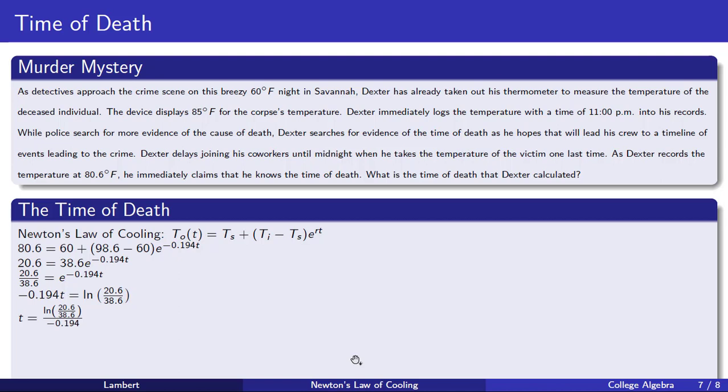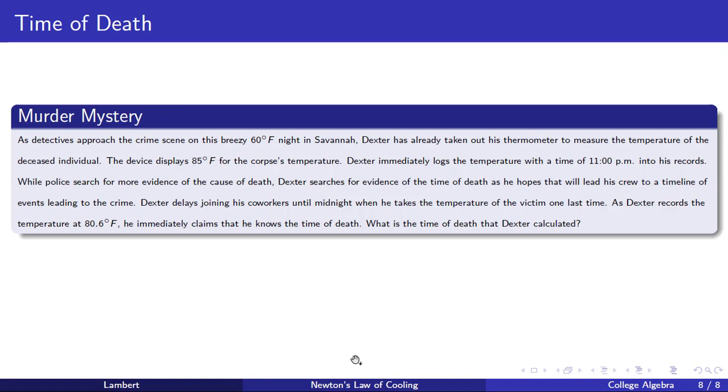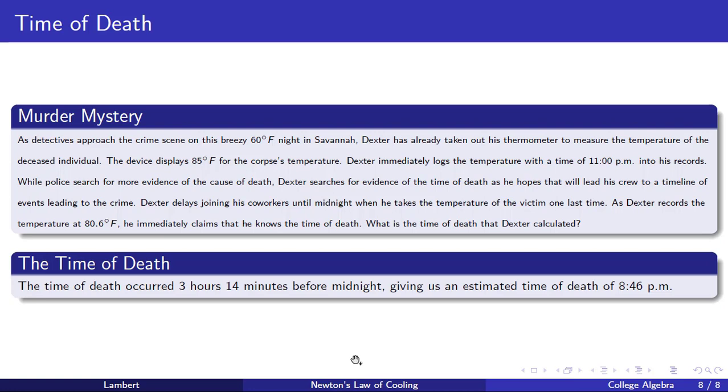We can plug this into our calculator, and we find that t is approximately 3.24 hours, which if you actually work with it, is 3 hours and 14 minutes. So what do we do when we find our time of death? Well, that was midnight. So if you turn back the clock from midnight 3 hours and 14 minutes, you actually have the time of death as 8:46.